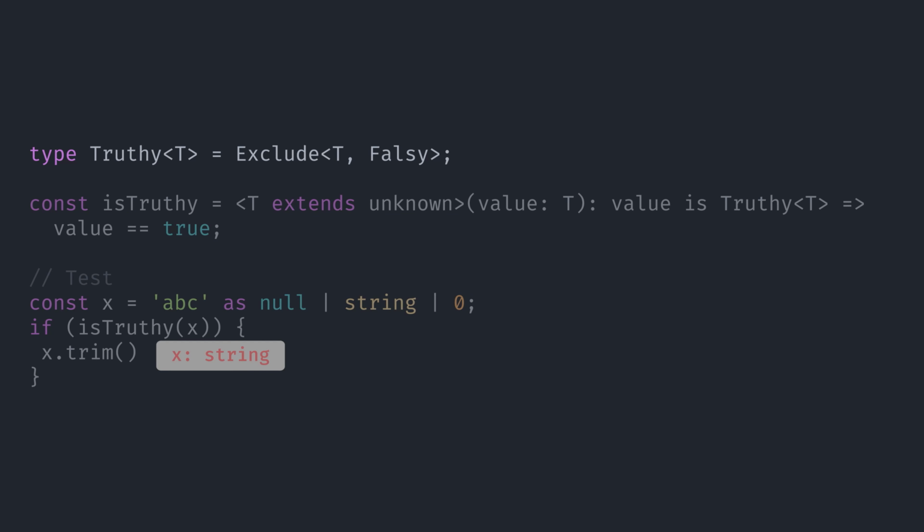All values that are not falsy are truthy. So how would you make a type guard for truthy values? The trick is to exclude the falsy types. Instead of checking if our value is truthy, we check that it's not falsy. I use this trick a lot, and we will see it again in future videos.